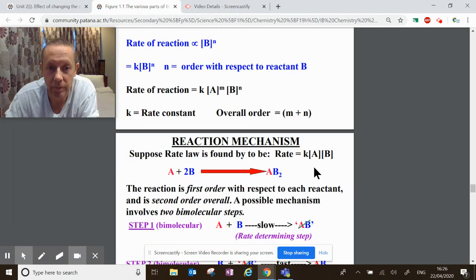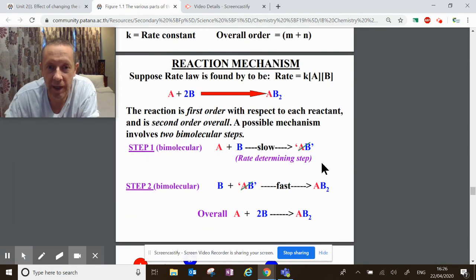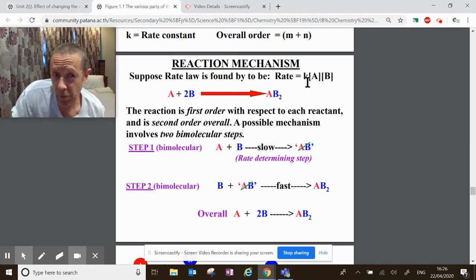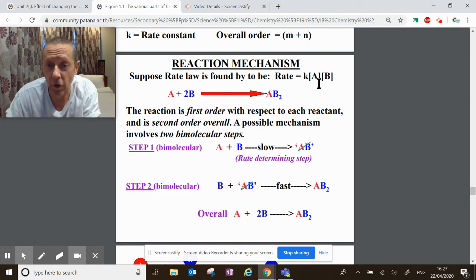Okay. Now, sticking with the AB2 example. Now, if we did have some data on this particular experiment, suppose people had done some investigations and they'd found that the rate equation looked like this for this particular reaction. In other words, a rate of reaction is directly proportional to the concentration of reactant A. And if there's no number there, that just means 1, remember?